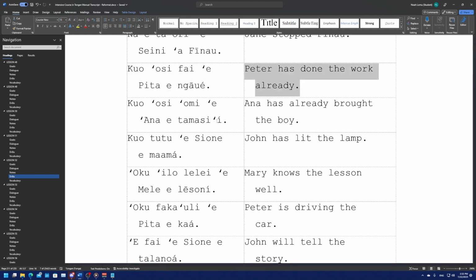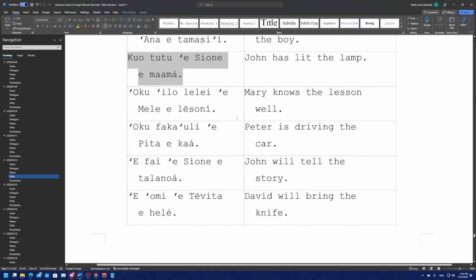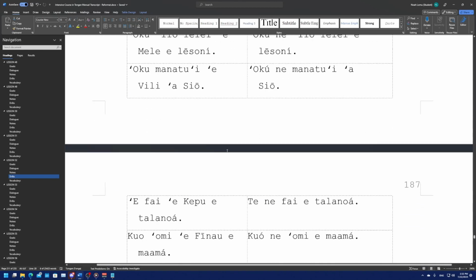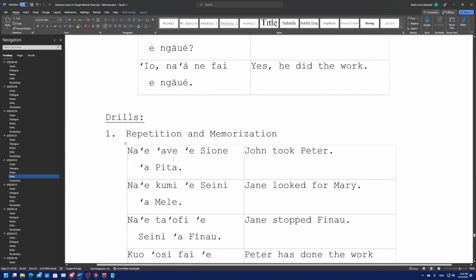Kuosi omi e anai tamasi I. Yeah, anai. Kuosi omi e anai tamasi I. Right? This one. Kuo tutu e sione māma. Tutu. Yeah, so we've already learned that.